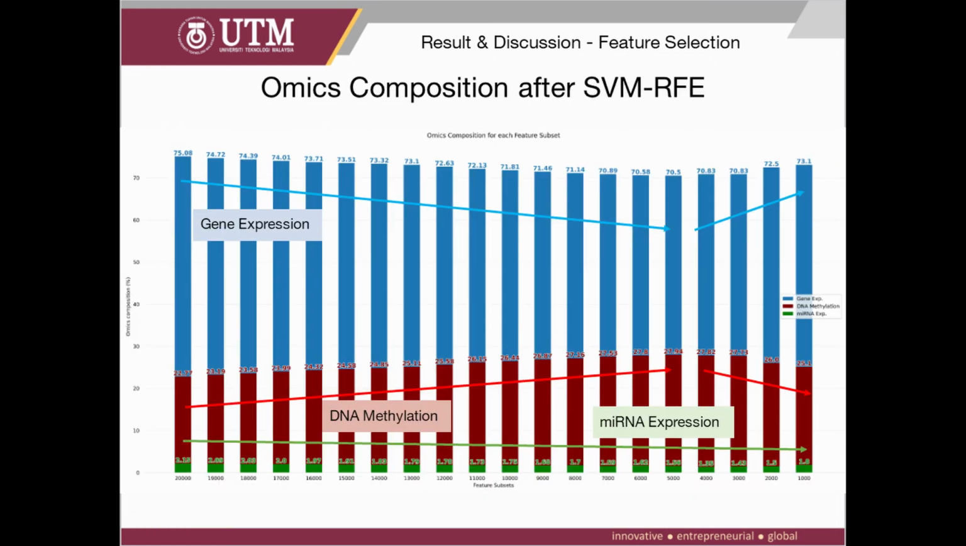This chart shows the omics composition for each feature subset after SVM-RFE. Generally, it can be seen that the composition of gene expression declines from FS 20,000 to 5,000, while the composition of DNA methylation rises. The opposite trend is observed from FS 4,000 to 1,000 as the composition of gene expression rises while the DNA methylation declines. mRNA expression composition, on the other hand, fluctuates and declines slowly.